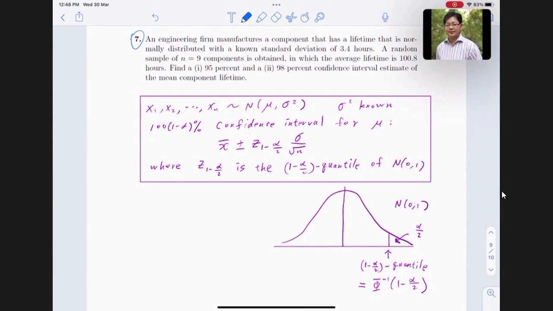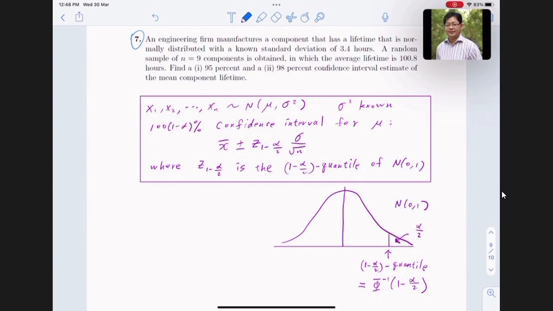here. In this formula, there are four quantities we need to determine: the sample mean, the population standard deviation, which is assumed to be known, the sample size, and the normal quantile. This is the normal quantile, the 1 minus alpha over 2 quantile of the standard normal, which is obtained either from the standard normal distribution table or by using R. Just what you have done in the lab before.